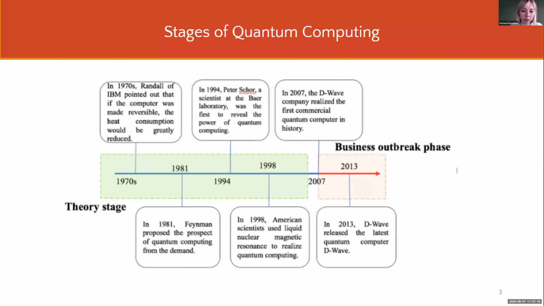And so basically, quantum computing is the intersection between quantum mechanics and computer science and information theory and so on. So quantum mechanics and computer science were developing independently, until Randall from IBM pointed out that if the computer was made reversible, the heat consumption would be greatly reduced. Well, I didn't go deeply into this topic, but I guess the idea here is about some unitary operations because they're reversible. Then, as we just discussed, was Feynman and Manin, the first quantum algorithm, Shor, and so on.